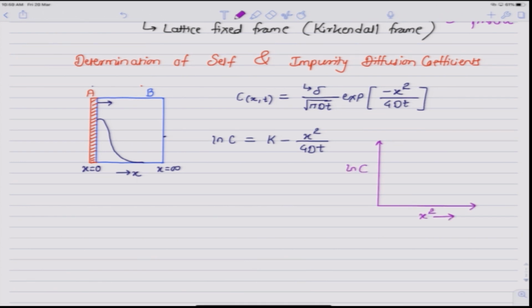So, if we plot ln C versus x square, we will get the plot to be a straight line whose slope is minus 1 over 4Dt. We know the diffusion time t, and by determining the slope we can get the value of D, and this refers to the value of diffusivity of A in B. First, we assumed for this solution that D is constant.